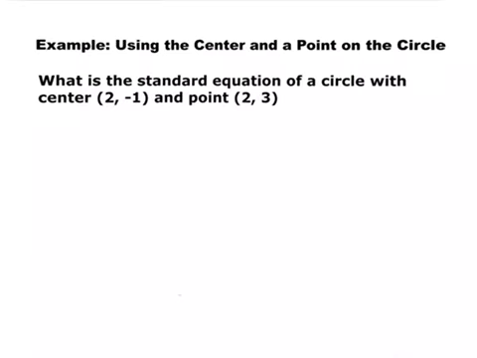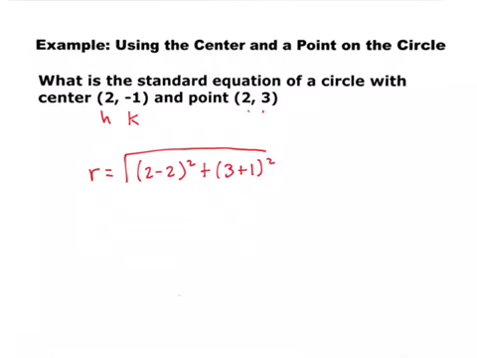Second example, same idea. They give us the center of (2, -1), and they've given us a point on the circle. So we have to find the radius using the distance formula. So we'll set up the distance formula. We've got (2 minus 2) squared plus (3 plus 1) squared. Well, that's going to be the square root of 16, which is going to be 4. So our radius is just 4.